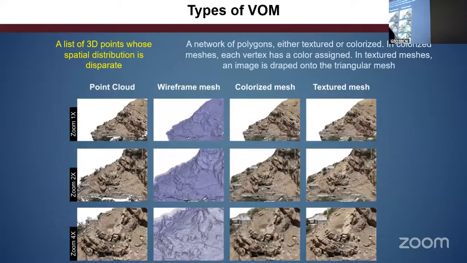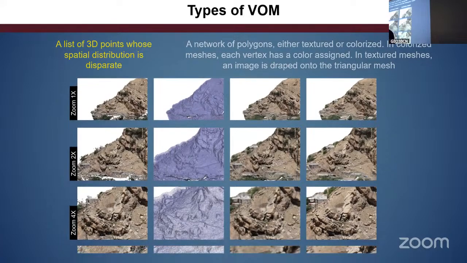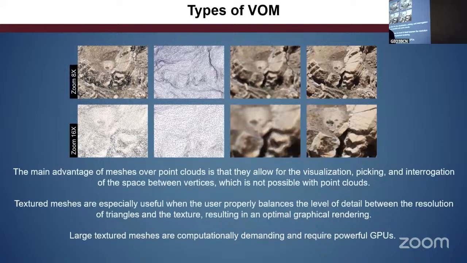Almost all the people working with virtual outcrop models know that there are essentially 2 kinds of representation: point cloud and mesh. Well, a point cloud is essentially an unstructured list of points with color attributes, while a mesh is a more complex object made of typically irregular triangles on which we drape some kind of images, which we call a textured mesh. Advantages and disadvantages of each kind of representation.